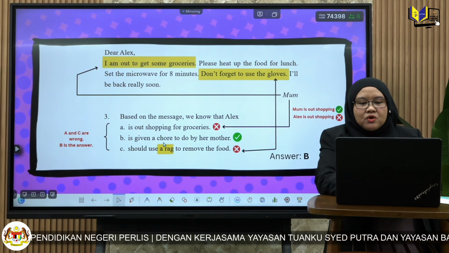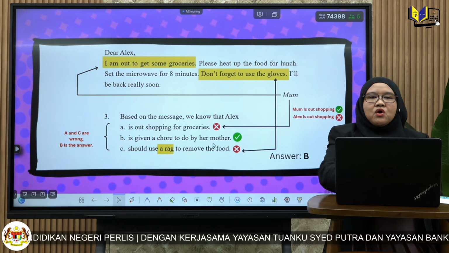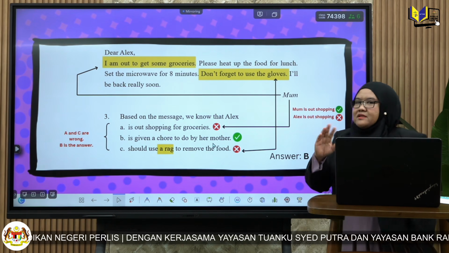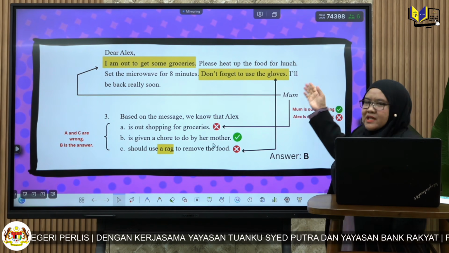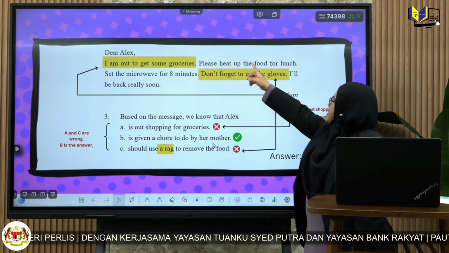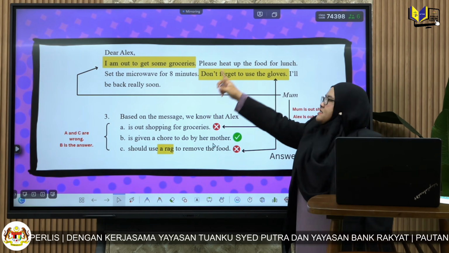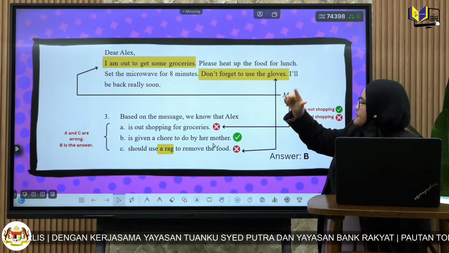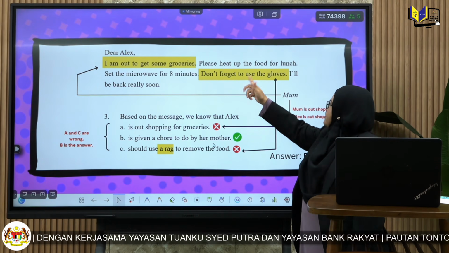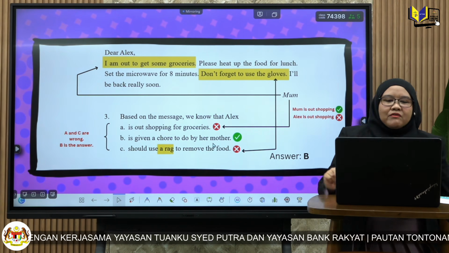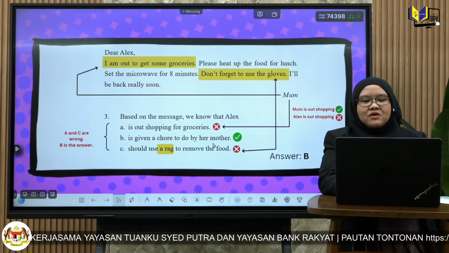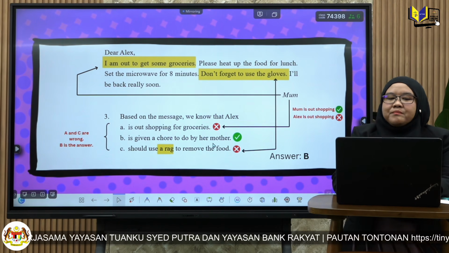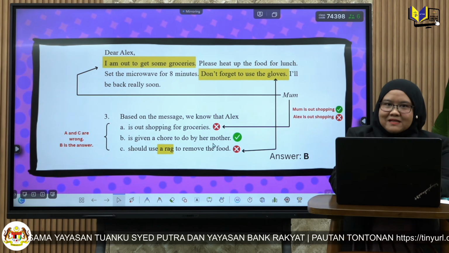Is given a chore to do by her mother. What does chore mean here? Chore means work. So what are the works mentioned in the text? The first one is heat up the food, set the microwave, the second task, the second chore, and don't forget to use the glove. Those are the chores left by Alex's mother. With that understanding, B is considered the best answer.